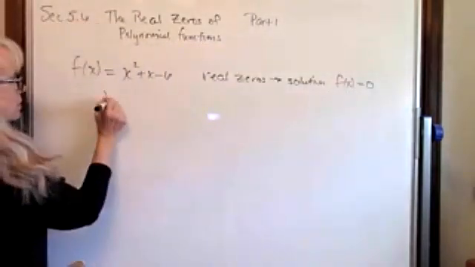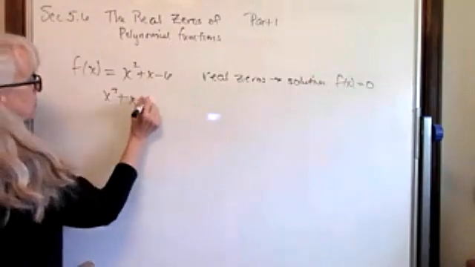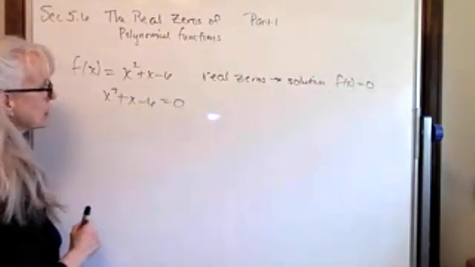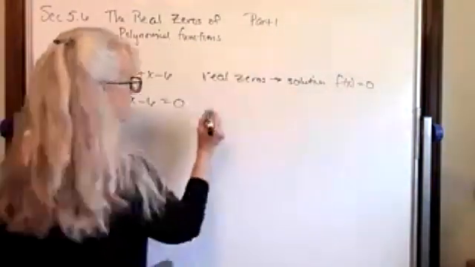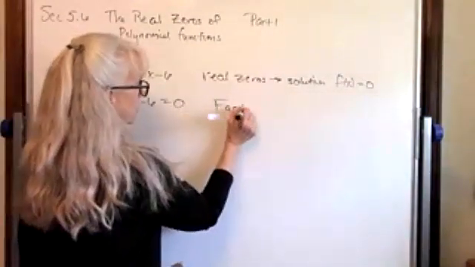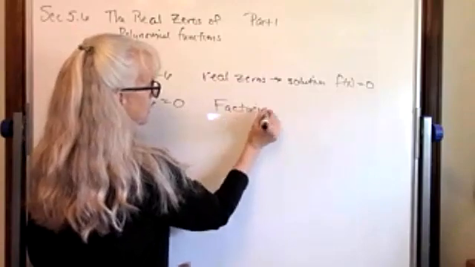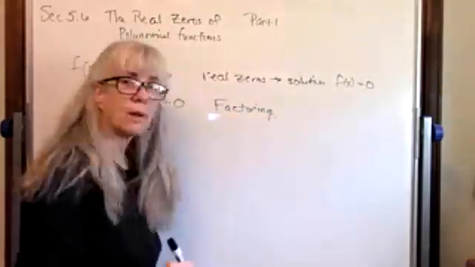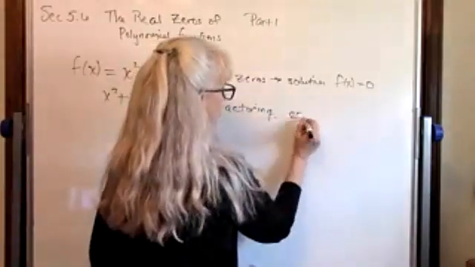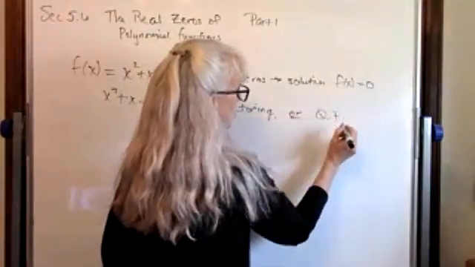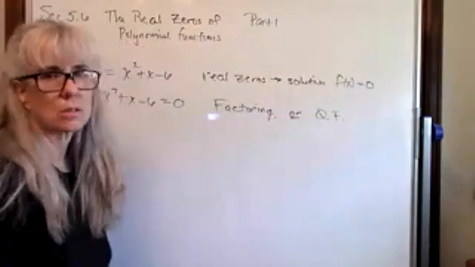So what I'm asking you is if you said x squared plus x minus 6 equal to 0 and found the real solution, the real zeros, could you do it? Yeah. The technique you would use would be factoring, which would be quickest. You could also use the quadratic formula, but only because it's a quadratic. So we'll say or the quadratic formula, QF. Factoring is always quickest though, just as a reminder.